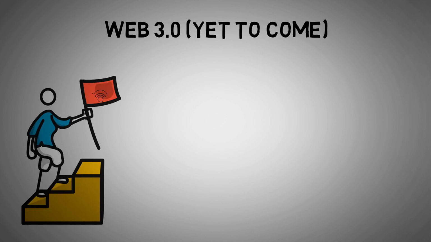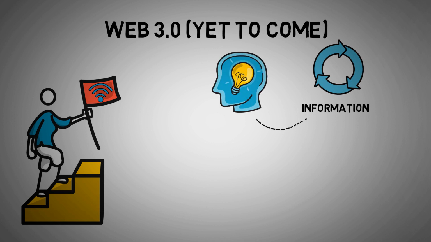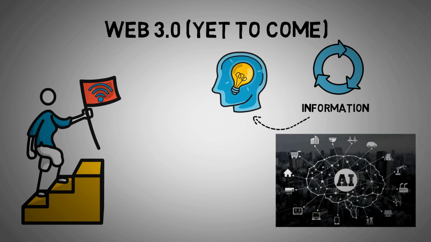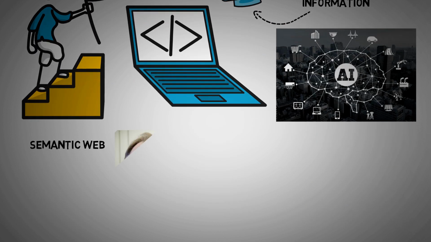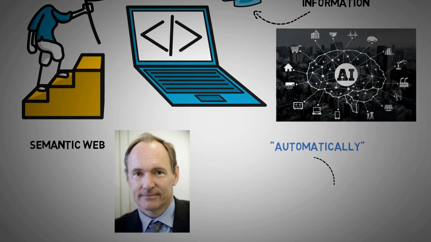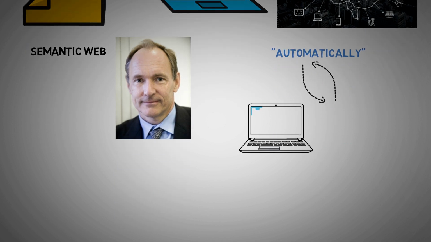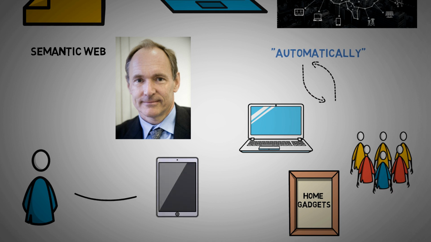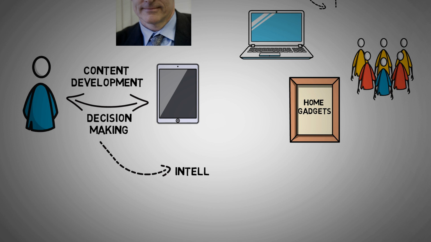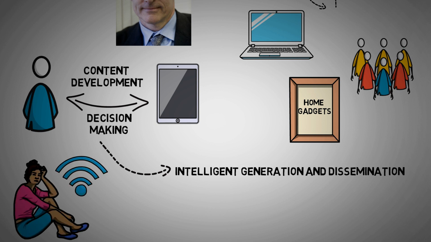Web 3.0, yet to come. Web 3.0 is the next step in the evolution of the internet, allowing it to process information with near-human intelligence through the development of AI systems that can run clever programs to help users. The semantic web, according to Tim Berners-Lee, is designed to automatically interact with systems, people, and home gadgets. As a result, both humans and machines will be involved in content development and decision-making. This would allow for the intelligent generation and dissemination of highly personalized content to every internet user.